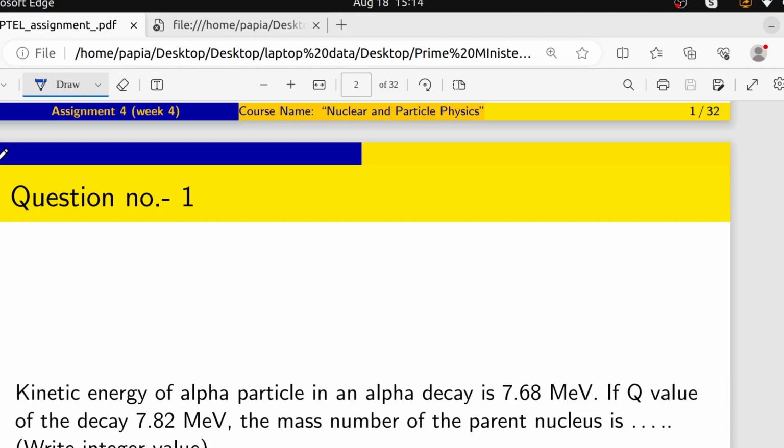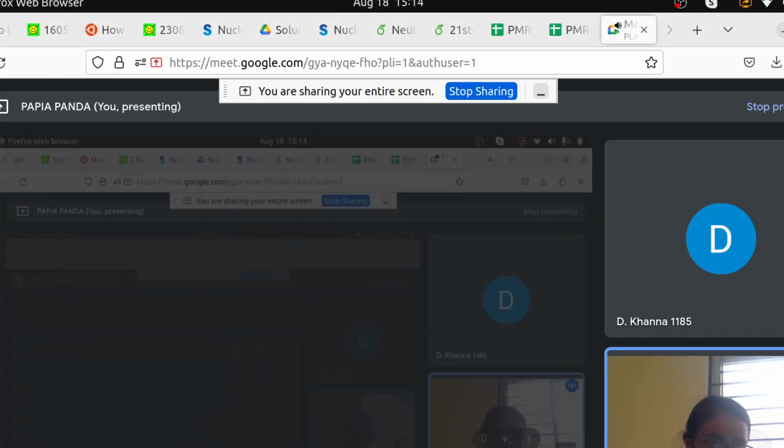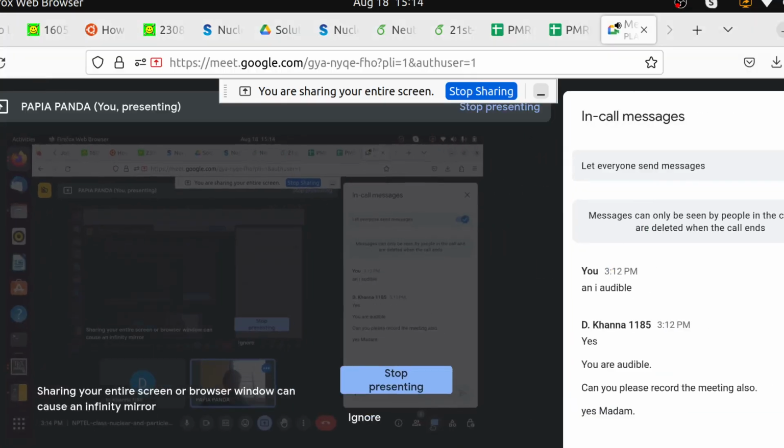Can you see the screen, by the way? Can you see the screen? I think yes. Okay, fine.